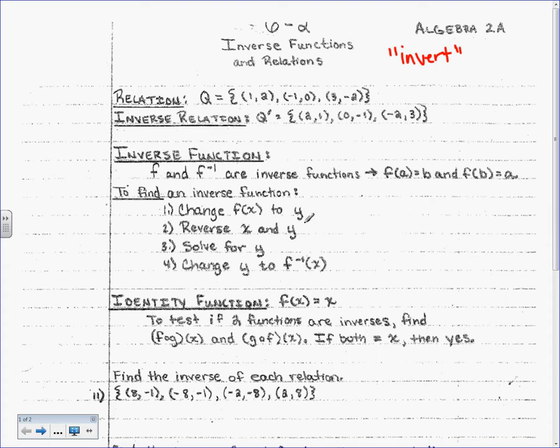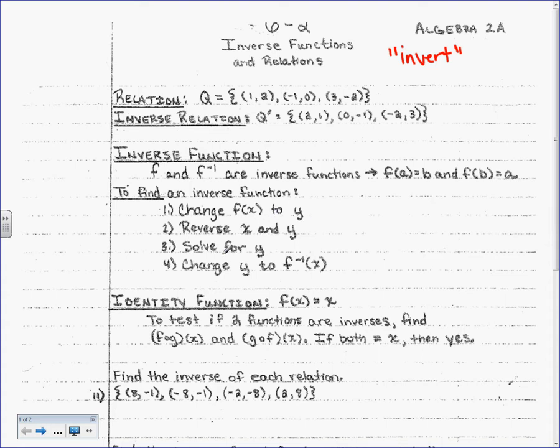Okay. So now here's where we're going to start the actual process. Step 2, reverse x and y. Like what we just did with the ordered pairs, you're going to do that the same. It's just not an ordered pair anymore. You're going to actually have an x and you're going to have a y. So you literally put x where y was and you put y where x was.